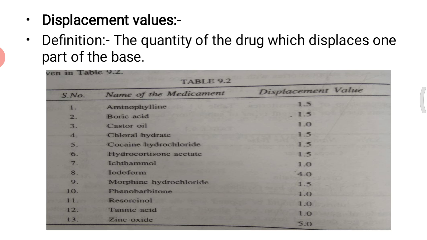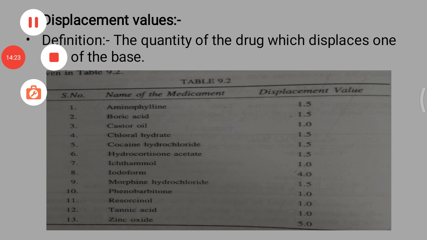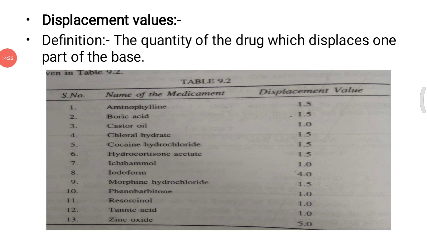तुम्हाला नेम ऑफ द मेडिकामेंट आहे आणि त्याचे डिस्प्लेसमेंट व्हॅल्यू पण स्लाईडवरती दिसत आहे. त्यामध्ये पहा ॲमिनोफायलिन त्याची डिस्प्लेसमेंट व्हॅल्यू आहे 1.5, बोरिक ॲसिड 1.5, कॅस्टर ऑइल 1, क्लोरल हायड्रेट 1.5, कोकेन हायड्रोक्लोराईड 1.5, हायड्रोकॉर्टिझोन ॲसिटेट 1.5, इस्टेमॉल 1, आयडोफॉर्म 4, मॉर्फिन हायड्रोक्लोराईड 1.5, फिनोबार्बिटोन 1, रेसॉर्सिनॉल 1, टॅनिक ॲसिड 1 आणि झिंक ऑक्साईड 5 हे त्यांच्या डिस्प्लेसमेंट व्हॅल्यू आहे.